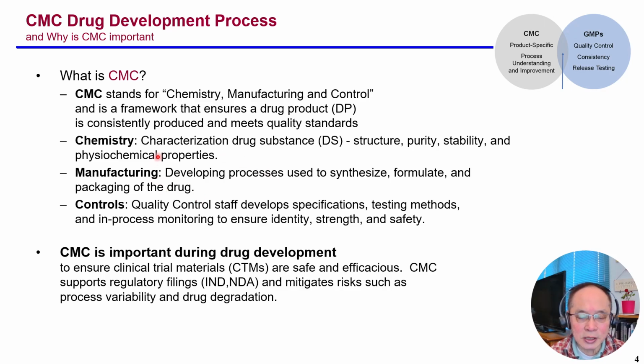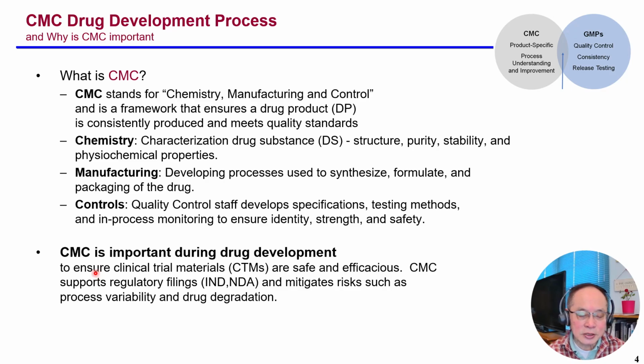Chemistry means the characterization of drug substance, structure, purity, stability, and physical chemical property. Manufacturing is the development of processes used in synthesis, formulation, and packaging of the drug. And control means quality control, which quality control staff would develop specification, testing method, and in-process monitoring to ensure the identity, strength, and safety.